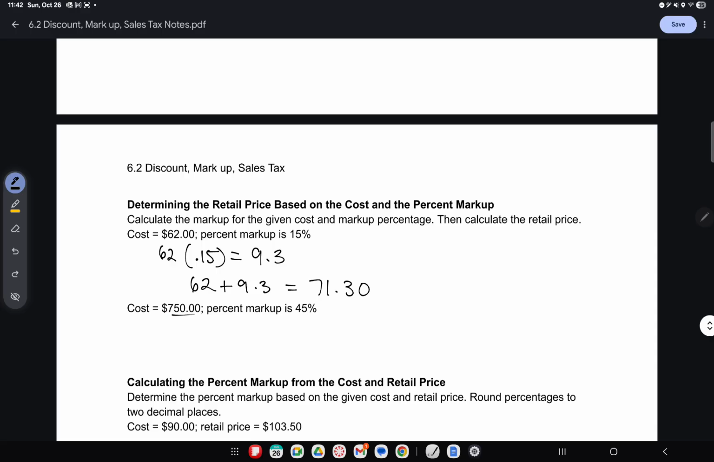All right, it costs $750 and the markup is 45%. So $750 times that markup percent. So $750 times 45% is $337.50. And then we'll add the two. So $750 plus $337.50 gives me $1,087.50.